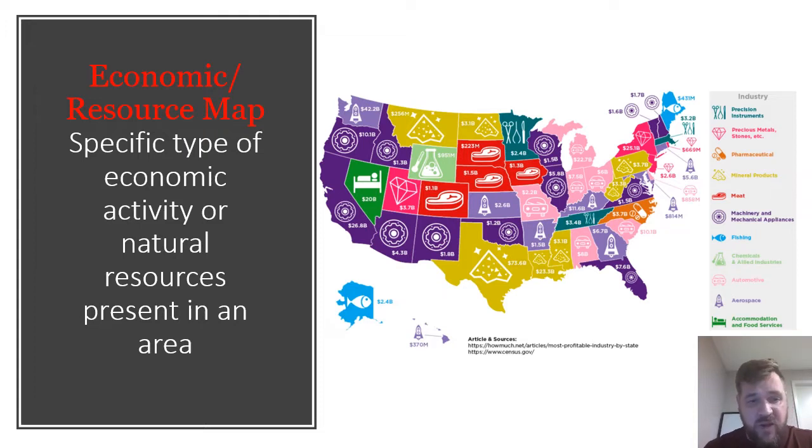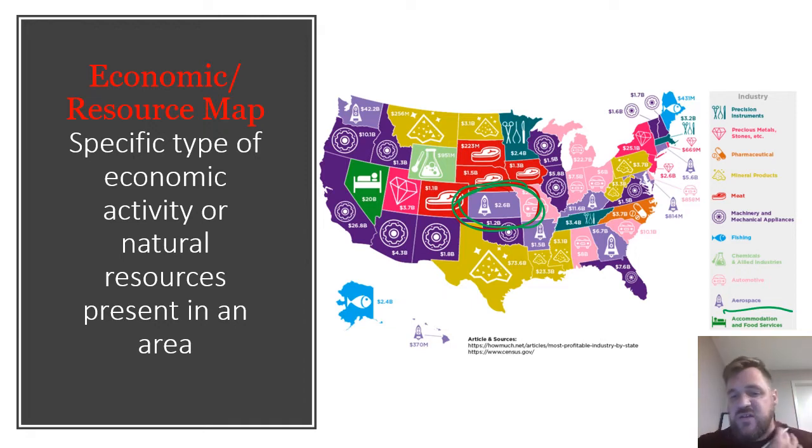Economic or resource maps. This is a specific type. It looks for a specific type of economic activity or natural resources present in an area. So this map specifically deals with the top selling industries in each state. And so you've got this key on the side that tells you what everything means. And for Kansas, we are this kind of light purple one there, which if we go over here, that says aerospace.